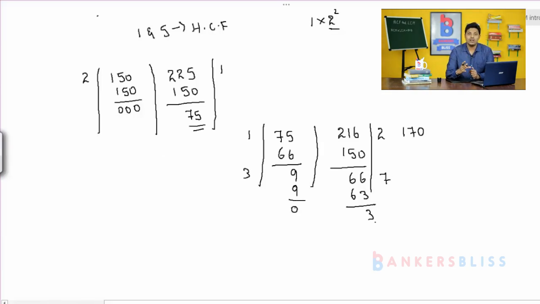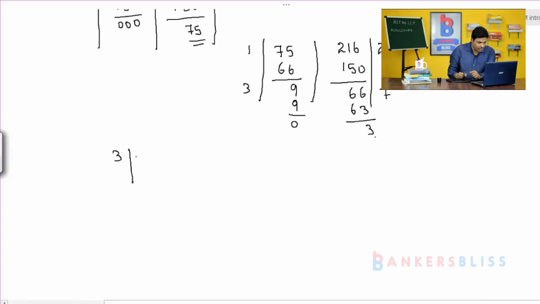So you have to divide till you get 0. When you get 0 on one side, the number you got on the other side will be the HCF. Here you got 3, so 3 is the HCF for 75 and 216. Still 170 is remaining. Now you calculate the HCF for 3 and 170.